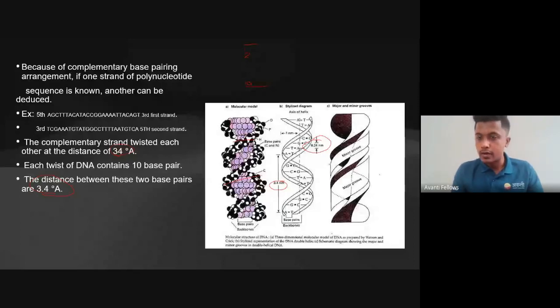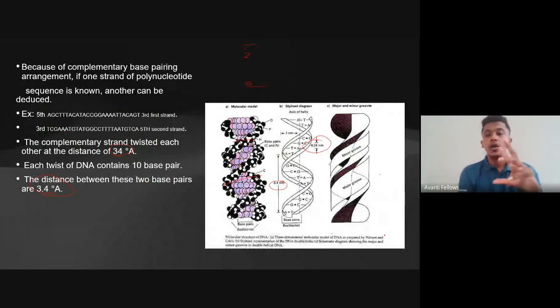Okay. So let me go further and see what other characteristics that we have. So we understood that we have 34 angstroms for a turn and 3.4 angstroms as the distance between base pairs. We understood the complementary nature. We understood the anti-parallelity of our DNA. And B-DNA is a right-handed DNA.